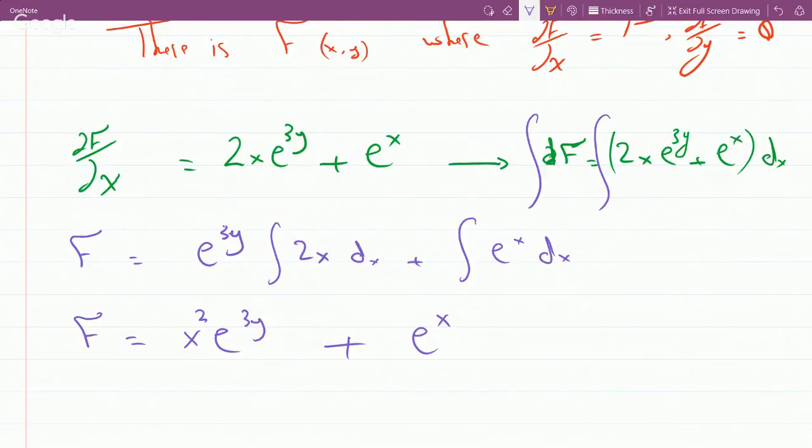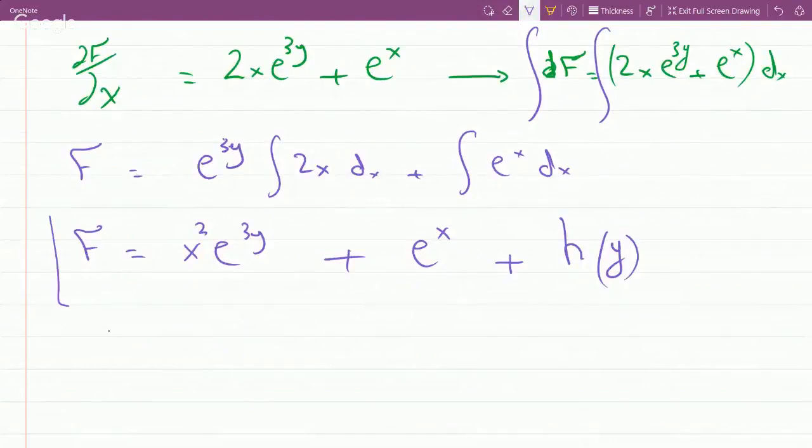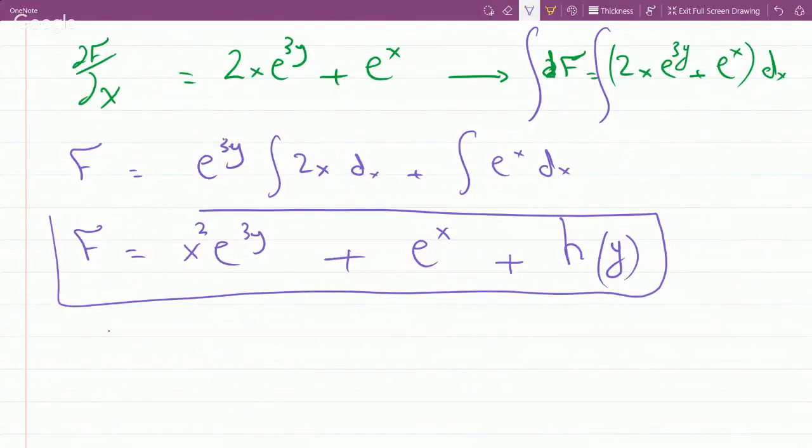Okay, and now our constant of integration is, because this is a function of two variables x and y, we are integrating with respect to x. So our constant of integration is a function of the other variable that we are not integrating with respect to, which is, let's just call it h of y. And now the objective is to figure out what this h of y is. So now the question is, what's h of y?